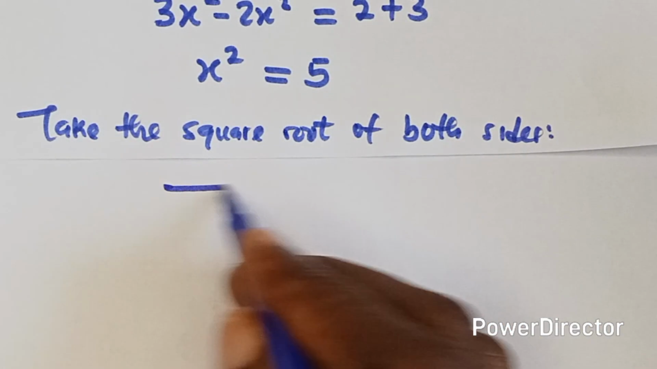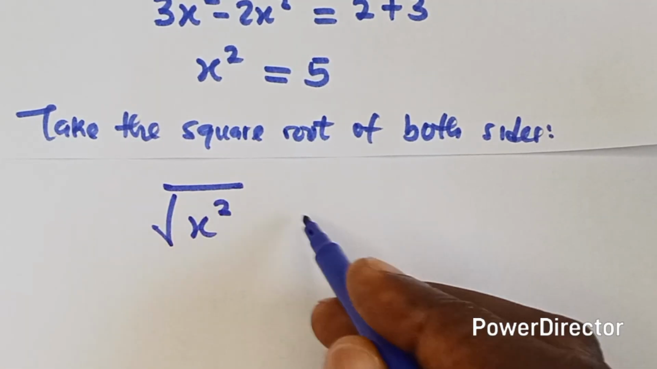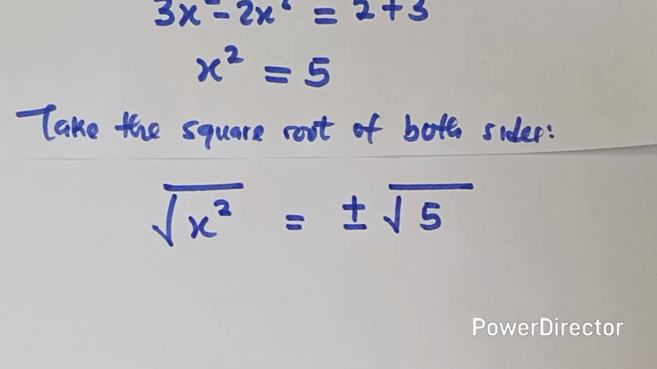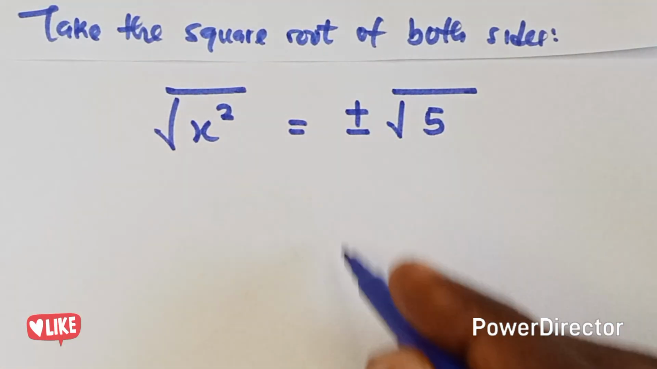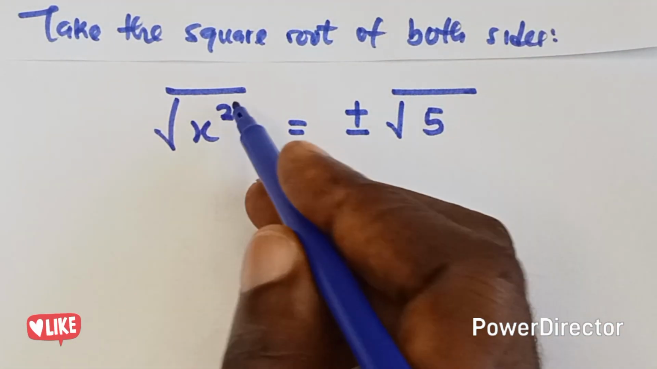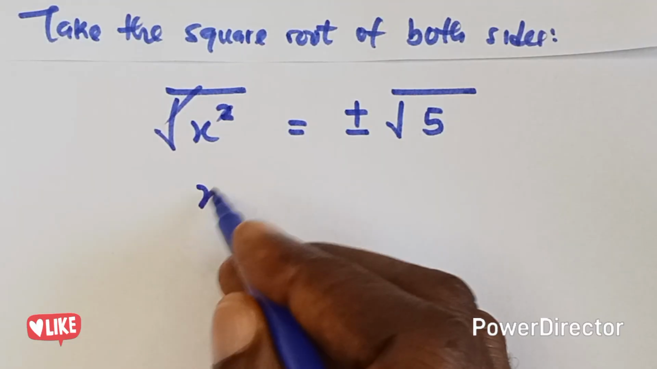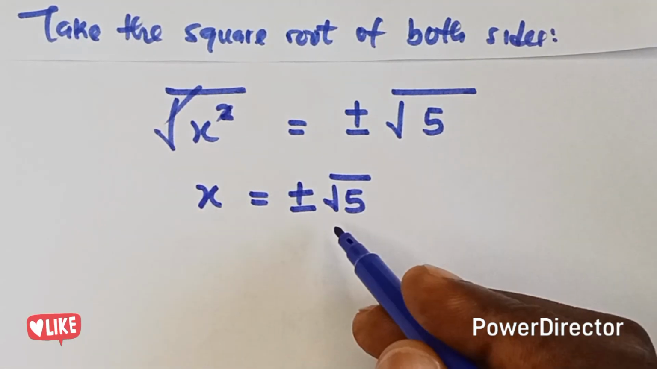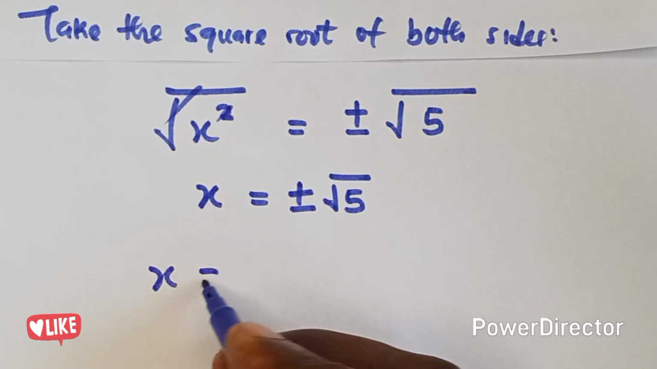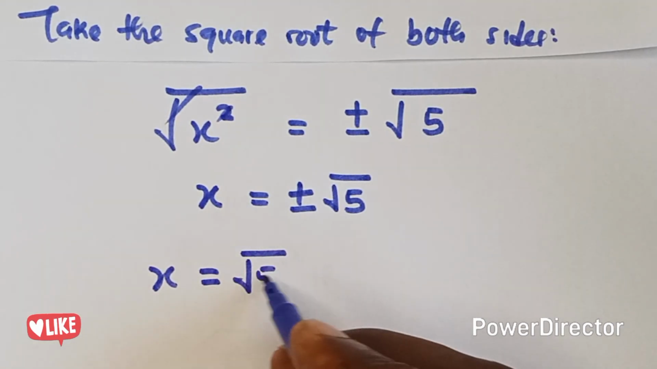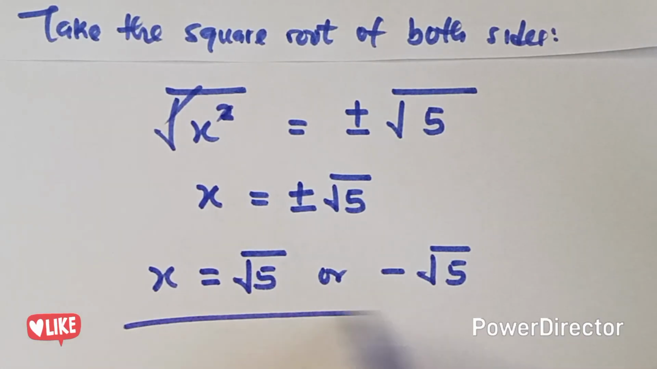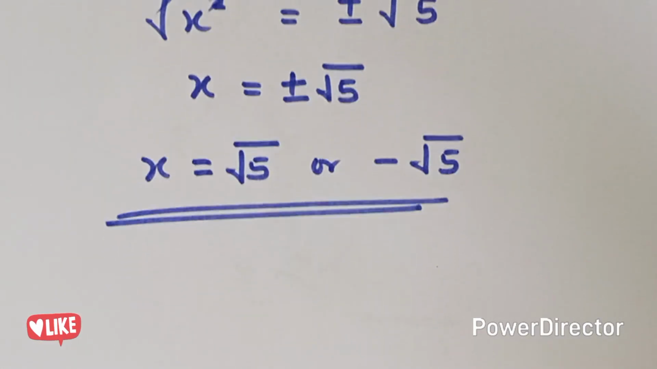And that becomes the square root of x squared equals plus or minus the square root of 5. When you take the square root of a constant, it can be plus and can be minus. The square root cancels the square, so we have x equals plus or minus root 5. That means x can be equal to root 5 or minus root 5. Right, so this is the answer.